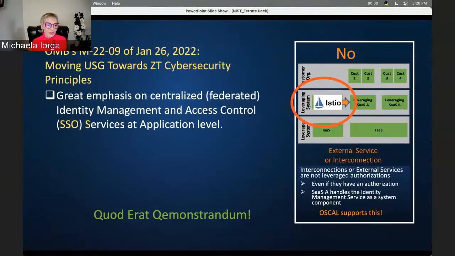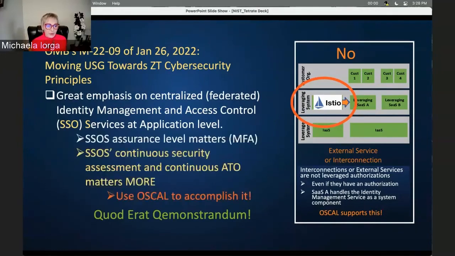Among many things, the memorandum puts a great emphasis on centralized, even federated, identity management and access control. So single sign-on services are listed there at the application level. Do you mind clicking for me, please? So think a little bit, and I think that this was also discussed before in some of the break rooms, and questions were asked. You want a high assurance level for your single sign-on service because it's so important.